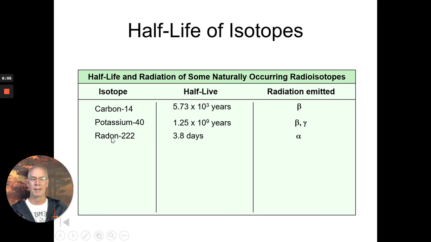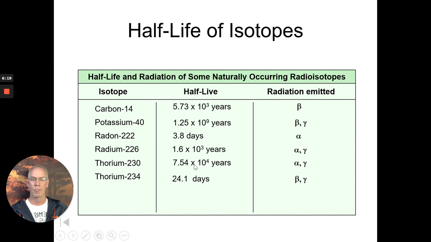If I take radon-222, its half-life is a mere 3.8 days, very unstable. Radium-226 is 1,600 years, thorium-230, 75,000 years, thorium-234, just 24 days. So the difference of 4 neutrons makes its half-life go from 75,000 years to 24 days.